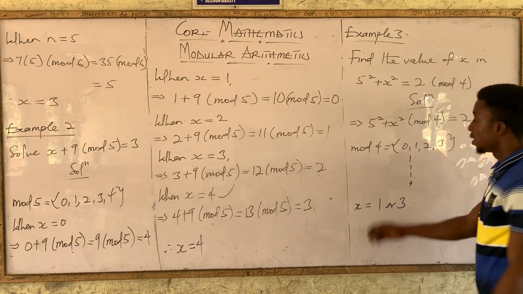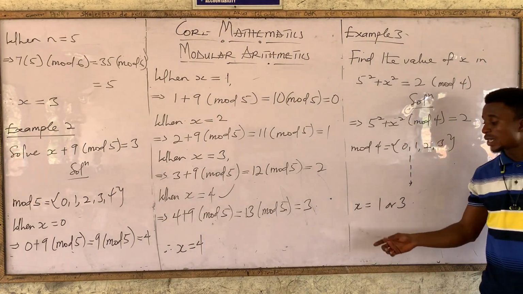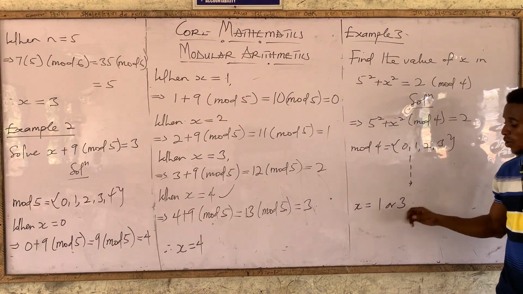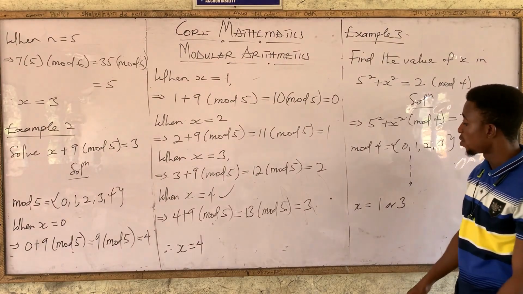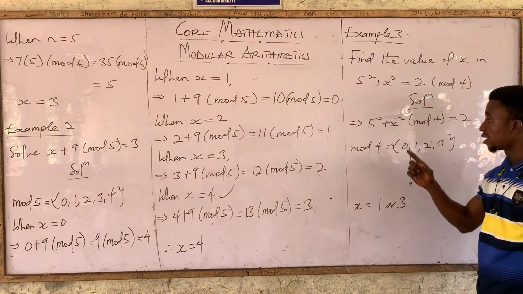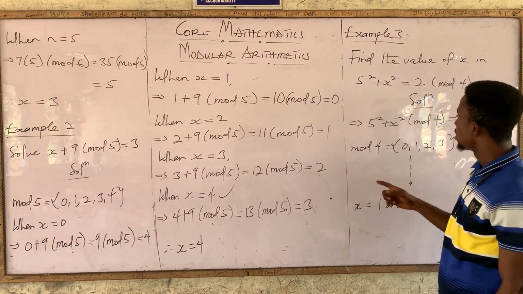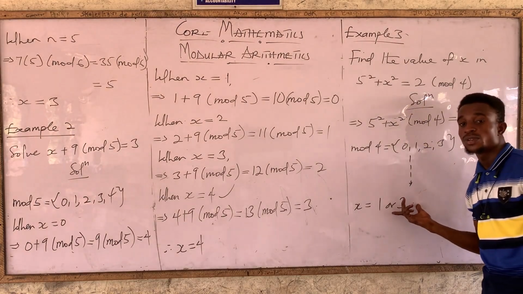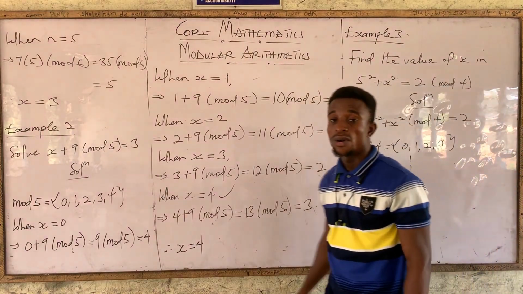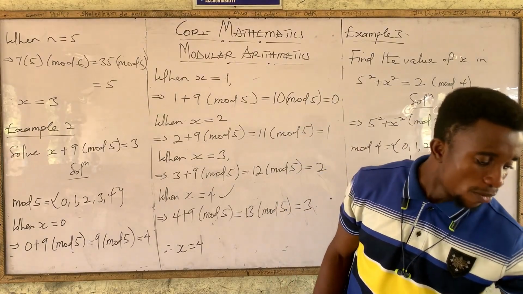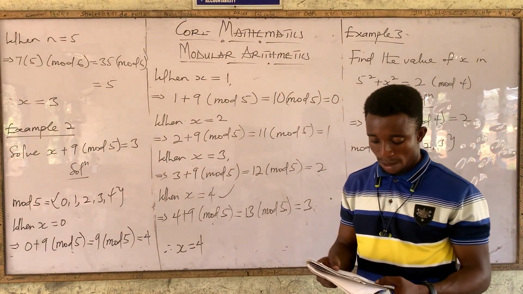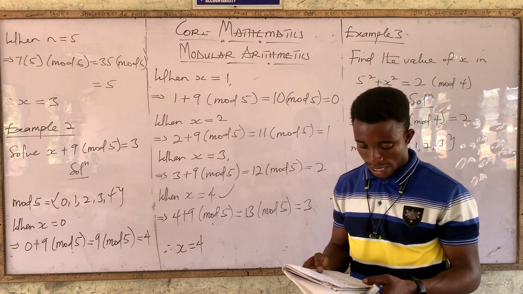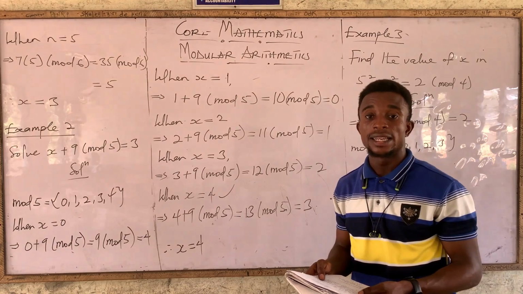So after solving, you are going to get the values for x to be 1 or what? 3. So x will be equal to, it's only 1 and 3 that will make this statement true. So after you are done solving, you are supposed to get what? 1 or 3. Let's now move on to example number 4, and that one will be our last example for the day.